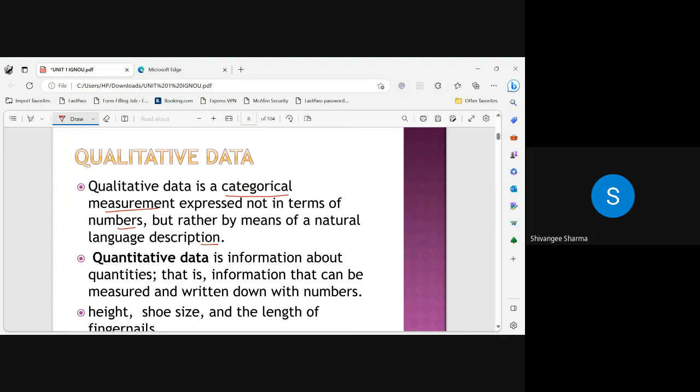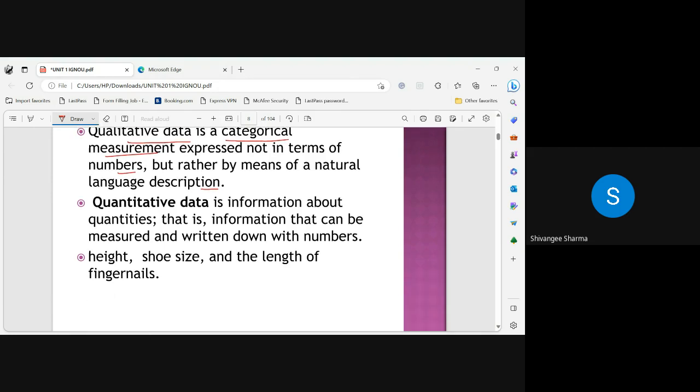For example, if you see a question like whether you are satisfied with the product, and the categories are not satisfied, dissatisfied, neutral, highly satisfied, and satisfied, then these are the different categories of satisfaction. The question is measuring the satisfaction level of the customer, so it cannot be expressed in numbers but is a natural language description. This type of data is known as qualitative data.